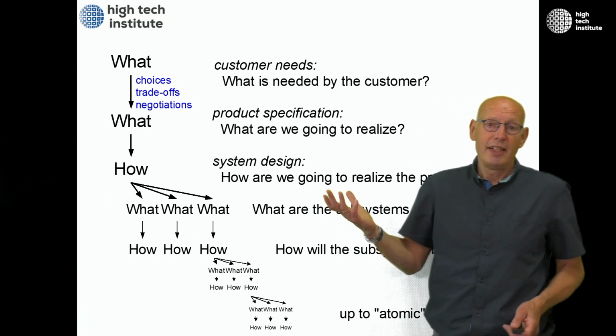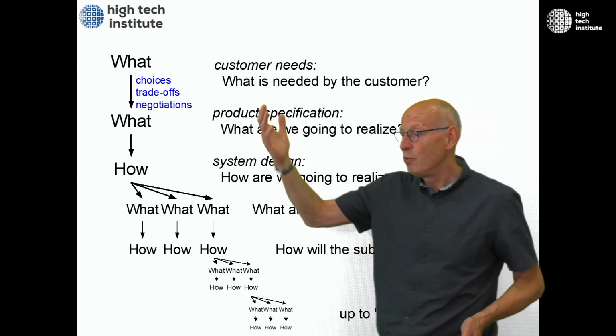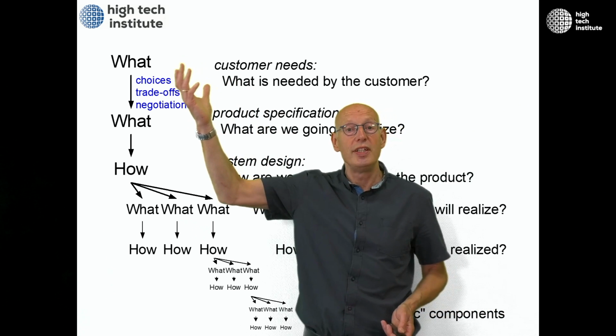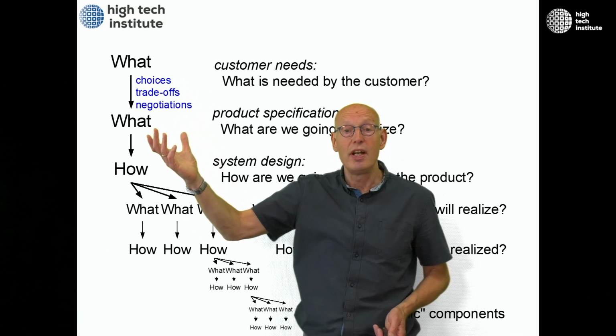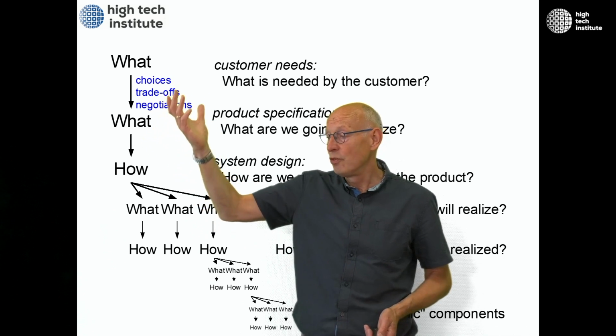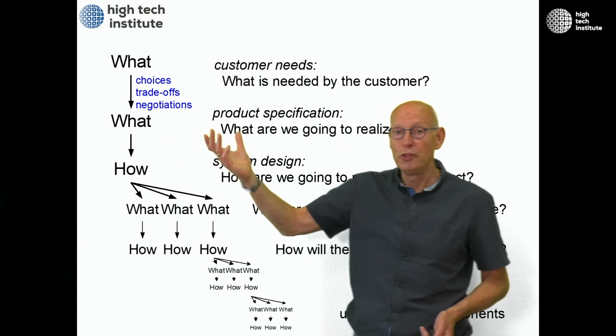So here's a slide that I took from the requirements elicitation part. The requirement starts often with the what. It's the what of the product. What is it that the customer likes to have? How can we translate it into what we are going to realize? So from the wish list, the needs, into the product specification, what are we going to realize?